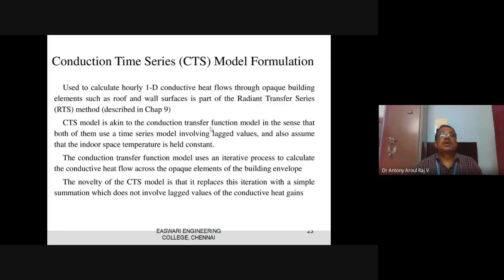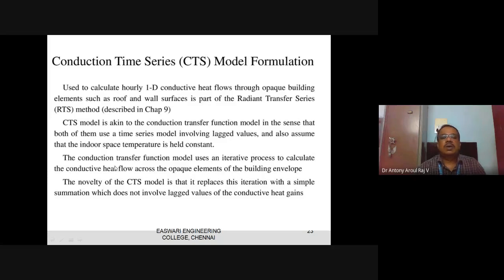So you are taking 1D heat flow for an opaque building. We are going for RTS, that is the radiant time series method. So the conduction transfer method, we will be involving both. We will be using the transfer function model, but here you will be using a time series model with the lagged values.